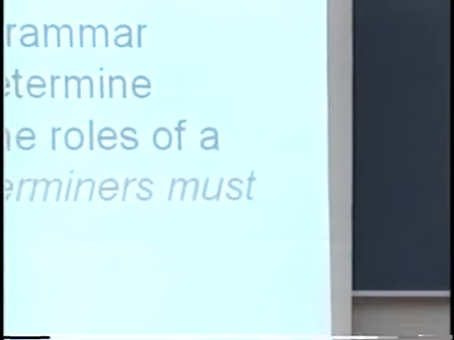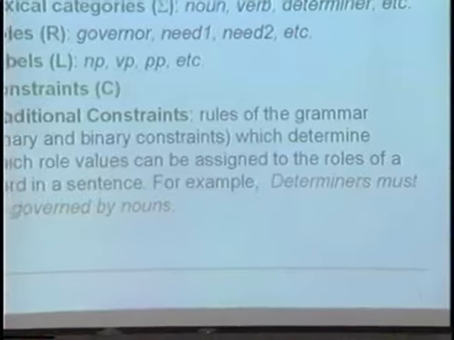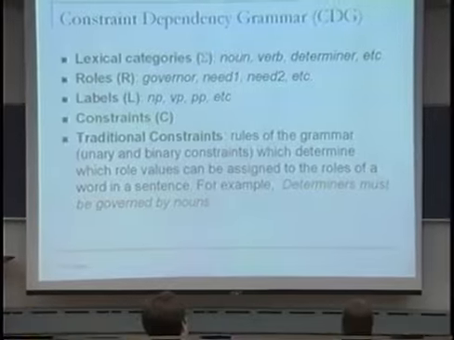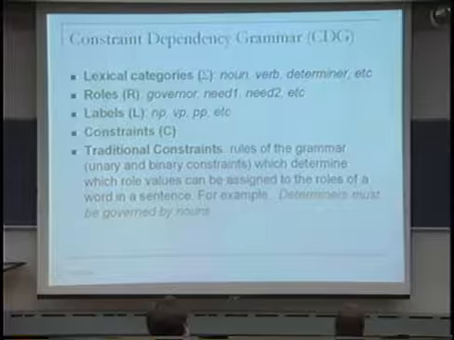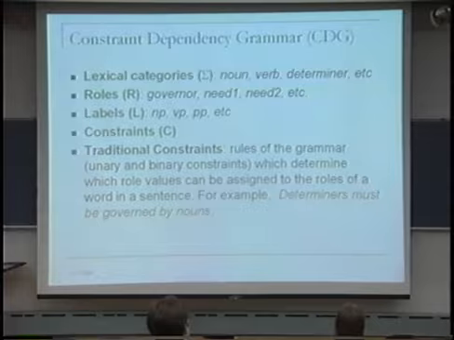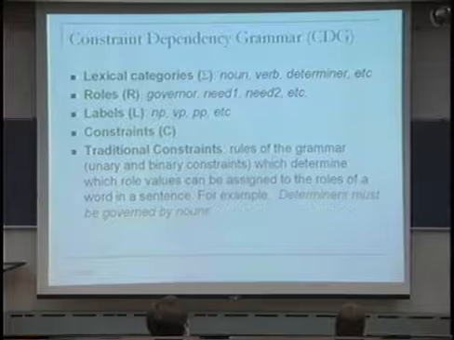An example of a traditional constraint would be determiners must be governed by nouns. So we're going to use the notion of government. So we have roles: governor, need one, need two. The governor role actually keeps track of the dependency where something is pointing to its governor and has a particular function when it points to the governor. So for example, a determiner would point to the noun. The noun would be its head, and so it might have determiner and then the position of the noun that it's pointing to.